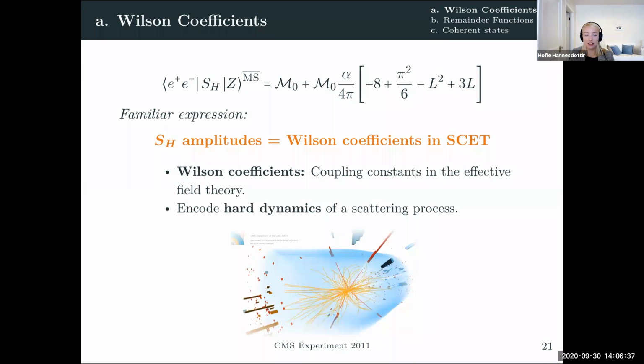As I told you, this is a familiar expression and a familiar calculation to those of you who have worked in SCET. So the hard amplitudes are actually the same as the Wilson coefficients in SCET, which are the coupling constants in the effective field theory. I'm kind of lost. I think it's mostly because I don't work on SCET, but I think that's true of many people in the audience. So yeah, is SCET a usual quantum field theory? Yeah. So it's a fully Lorentz invariant local quantum field theory?